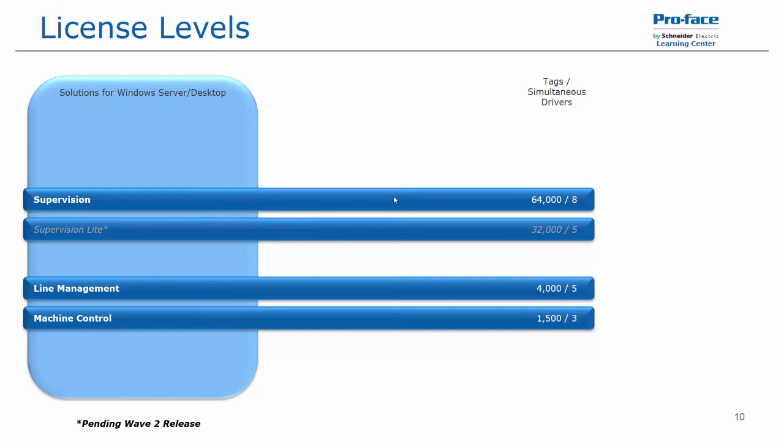For example, machine control, which is a 1500 tag license, allows you to have 3 simultaneous drivers. So you could have a Modbus Ethernet, Modbus serial, and let's say Rockwell Ethernet IP. There are your 3. Line management has 5. Supervision Lite will also have 5. And then finally Supervision, which will have 8.